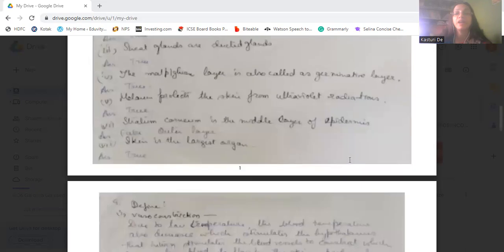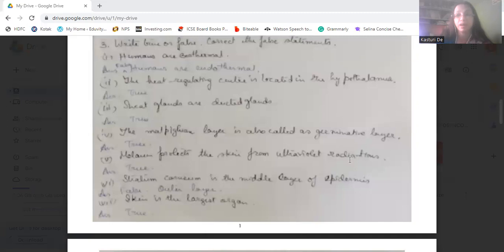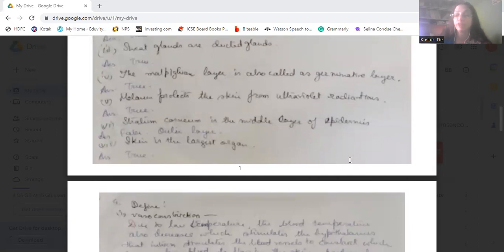That's true. Sweat glands are ducted glands. Yes, that's true. Sebaceous glands are ductless glands. The malpighian layer is also called the germinative layer. That's true. Melanin protects the skin from ultraviolet radiations. That's true. That is why people who stay in direct sunlight have more melanin secreted, and so they are dark in color. Stratum corneum is the middle layer of the epidermis. That's false. It is the outer layer of the epidermis. Skin is the largest organ. That's true.